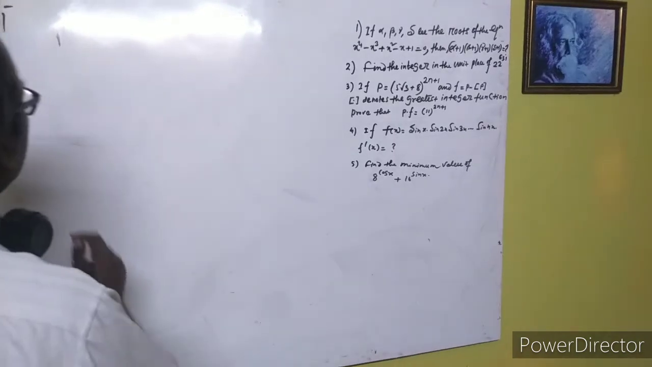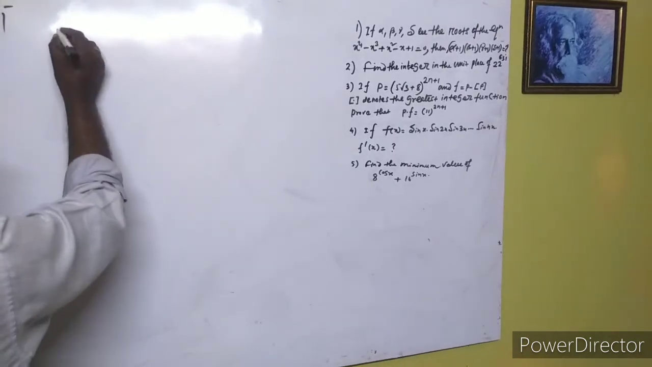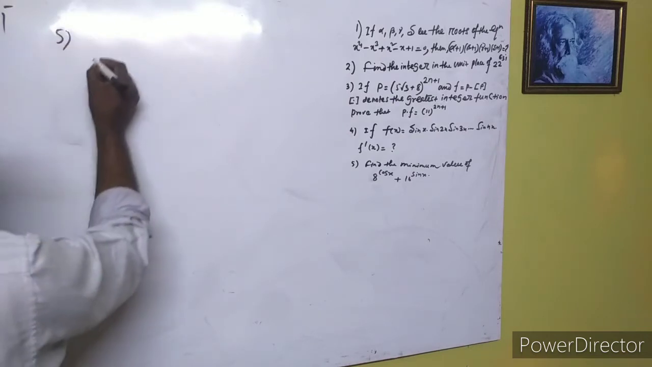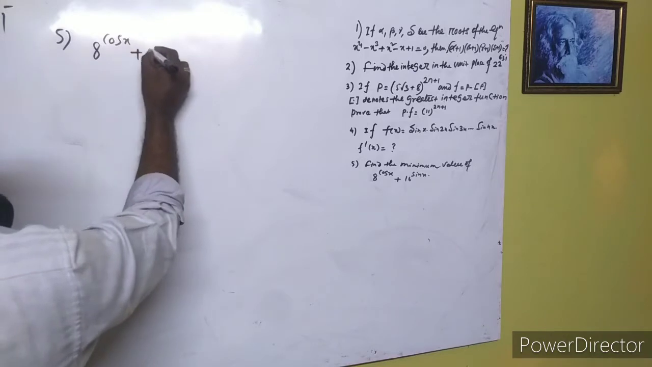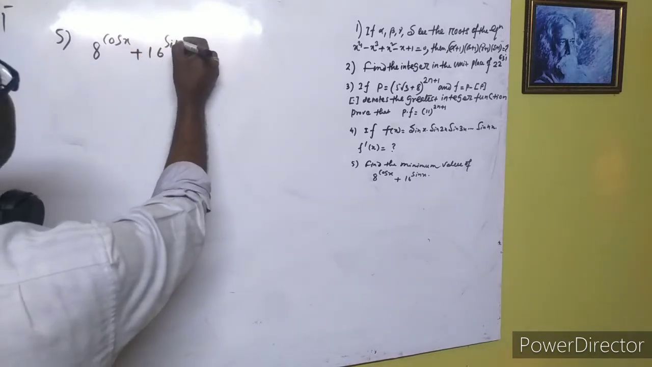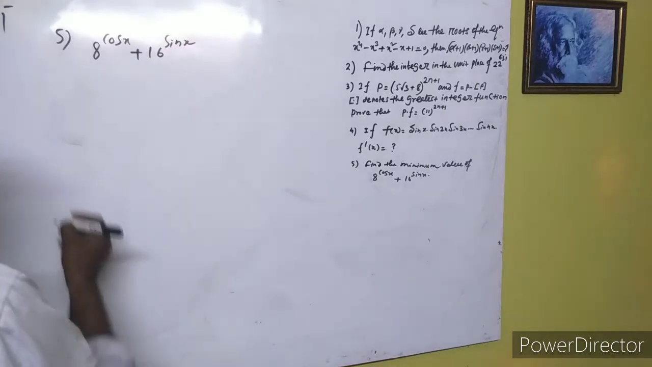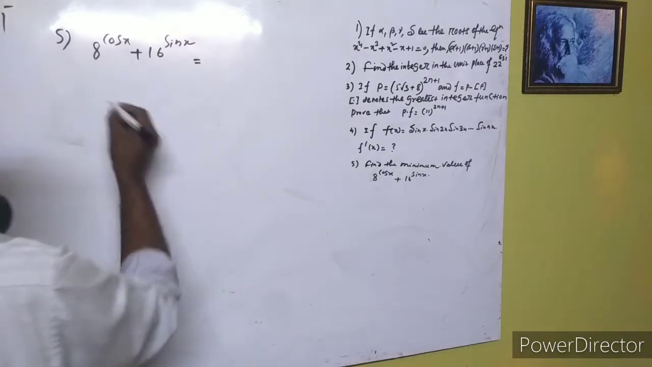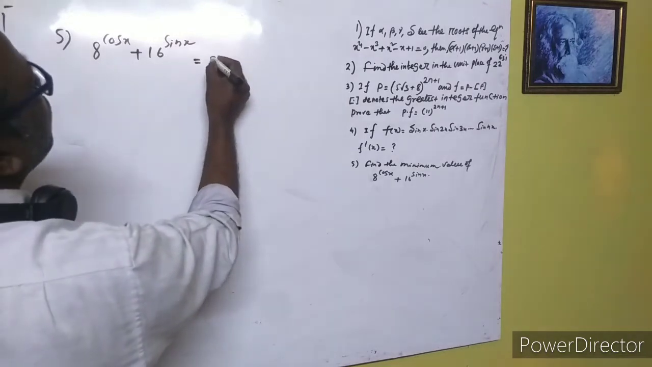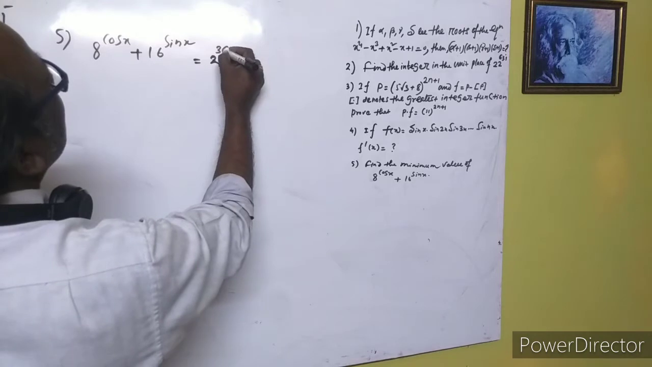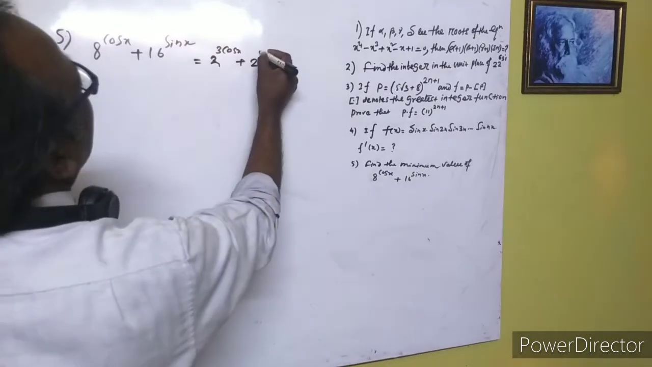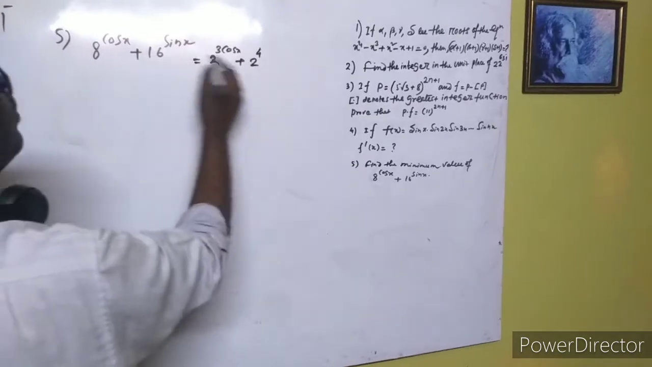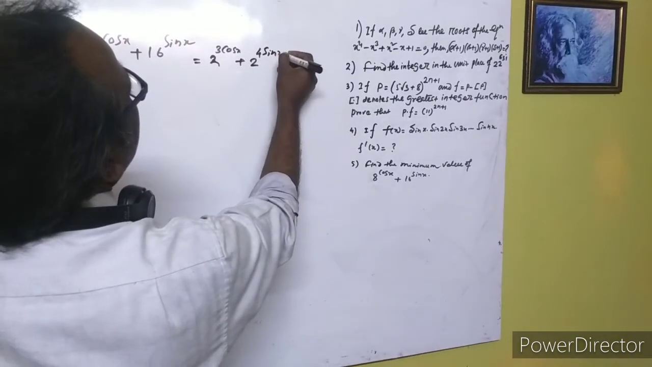First of all, we want to solve question number 5. Given that 8 to the power cos x plus 16 to the power sin x, this can be written as 8, that is 2 cube, so 2 to the power 3 cos x plus 2 to the power 4 sin x, since 16 means 2 to the power 4.